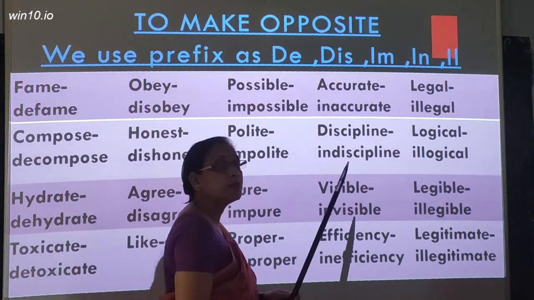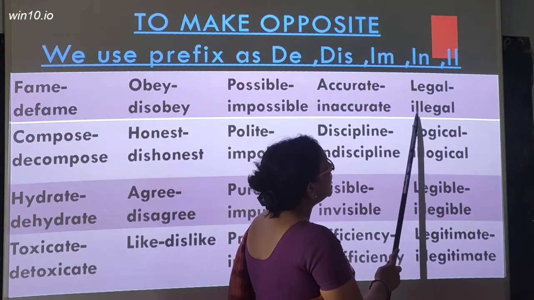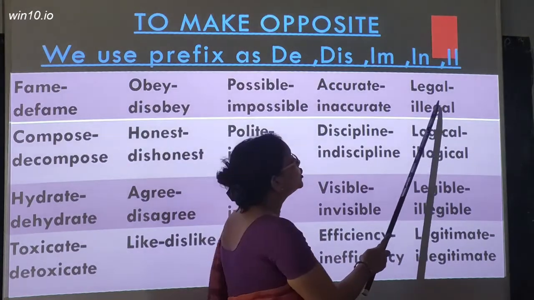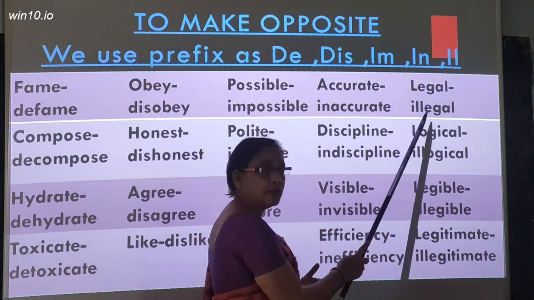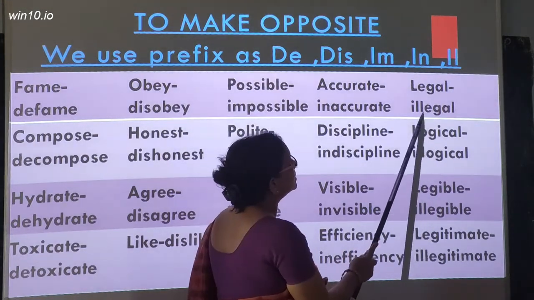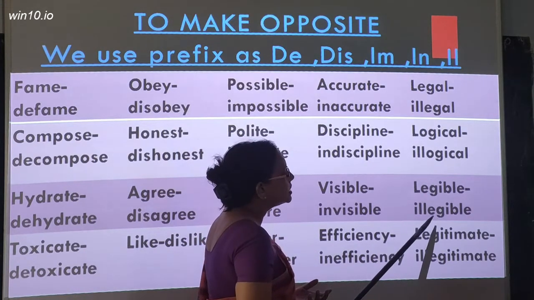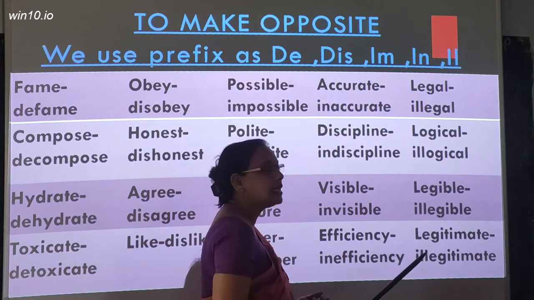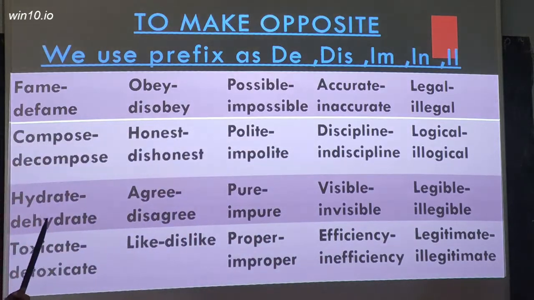Now take some examples of il. This is legal, and we put il, that is a prefix, before the root word legal, and the new word before us is illegal. So this is legal, illegal, logical, illogical, legible, illegible, legitimate, illegitimate. So these are the examples of de, dis, in, and il.